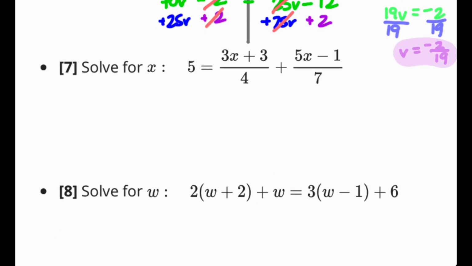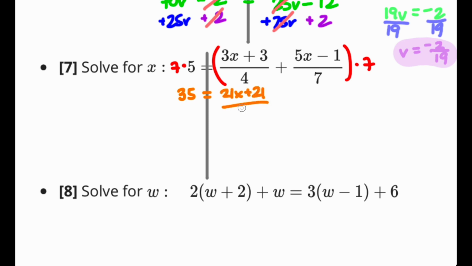Number 7, we have 2 fractions. One has a denominator of 4, the other one has a denominator of 7. So to start with, I'm just going to multiply both sides by 7. The entire side is going to be multiplied by 7. So you're going to be left with 35 on the left. On the left side, when you distribute, you're going to have 21x plus 21 over 4 plus 5x minus 1, because the divided by 7 and times 7 are going to cancel.